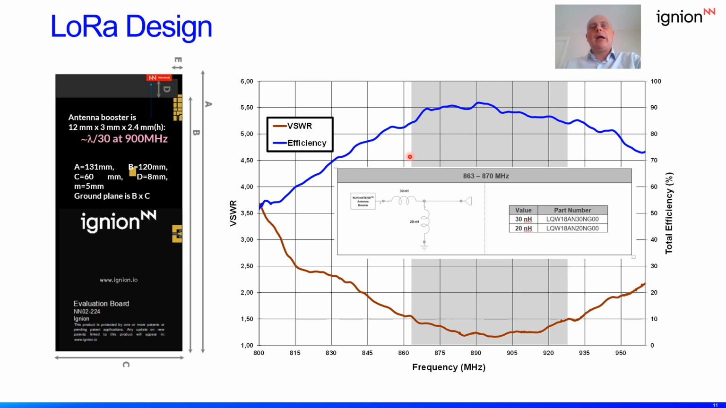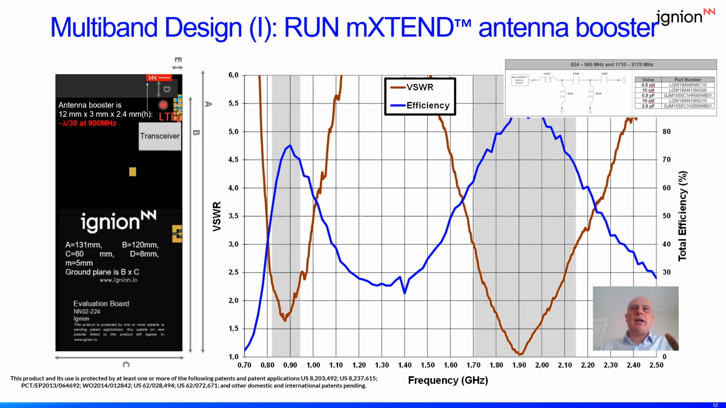You can see that the total efficiency is more or less 90%, in spite of using a very small antenna booster. Now, if we have another device where we need to change the performance from single band to multiband, the only thing we need to change is the matching network. As you can see in this example, everything remains the same as the previous device, and the only thing that changes is now the matching network, that instead of being two components, now we have five components.